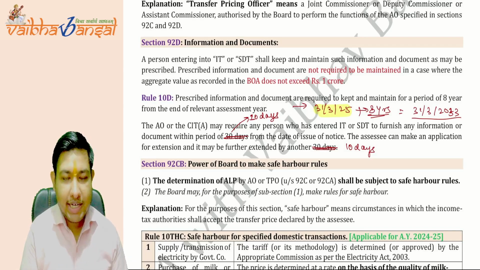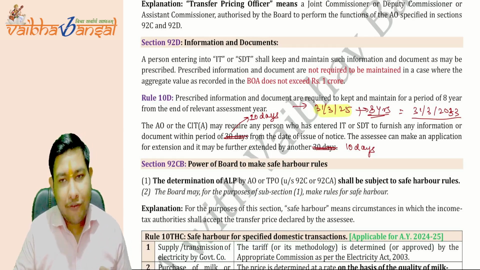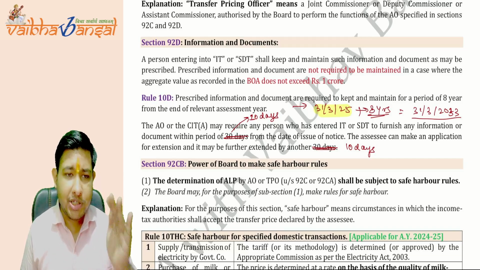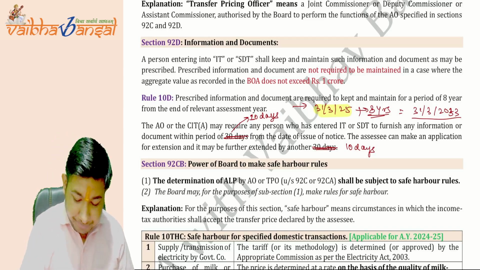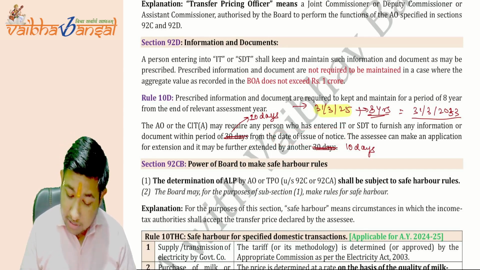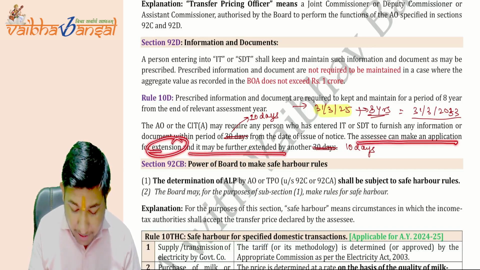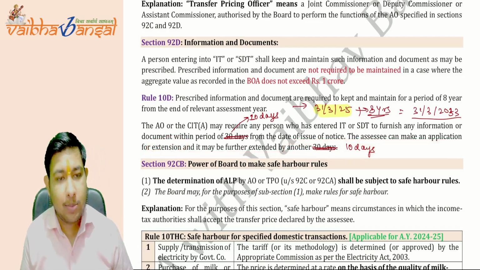As I said earlier as well, the assessee will have a time limit of 10 days where he will give all the information or documents required by the TPO or the AO. Is this point clear? From the date of issue of such notice, the assessee can make an application for an extension, and it may be extended by a further 10 days.